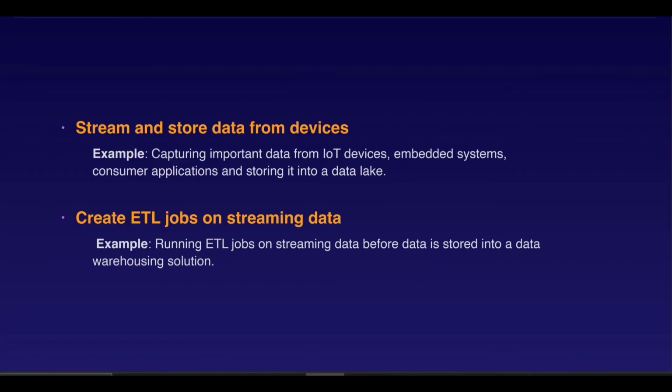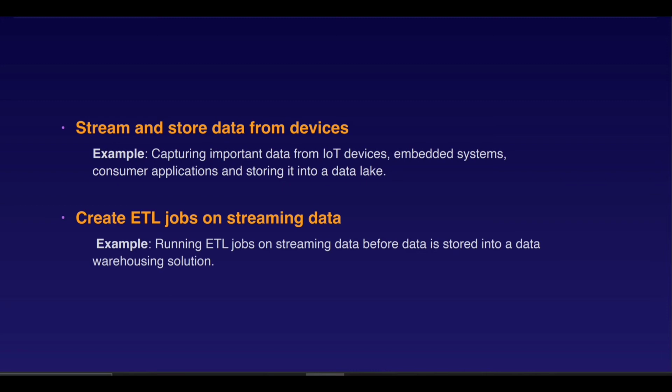Well, if we wanted to stream and store data directly from devices, what we can do is capture important data from IoT devices or embedded systems or things like customer application and store that into a data lake. Kinesis Data Firehose is a great way to stream our data from our data input sources and store it onto S3 to create a data lake.